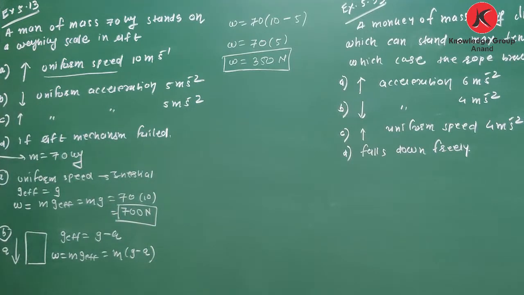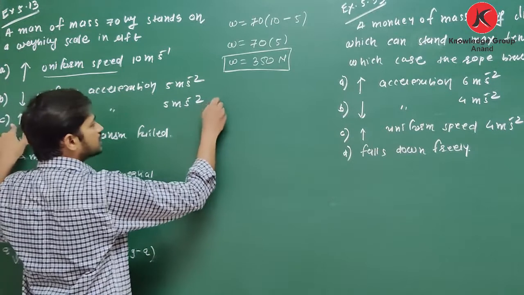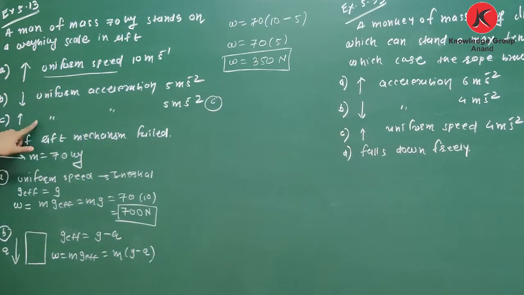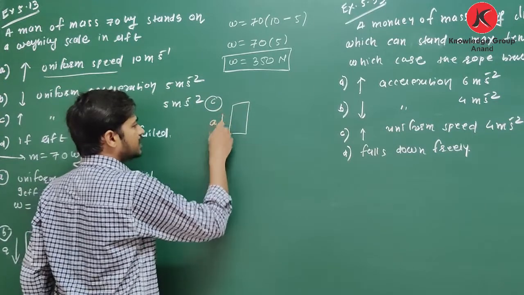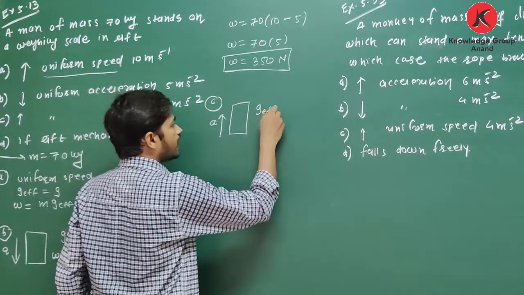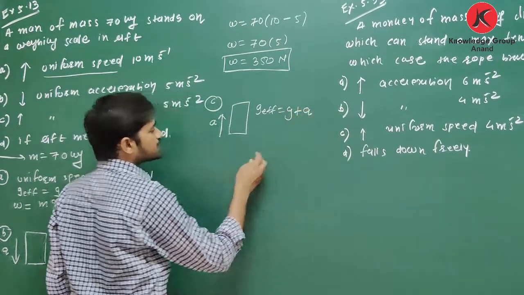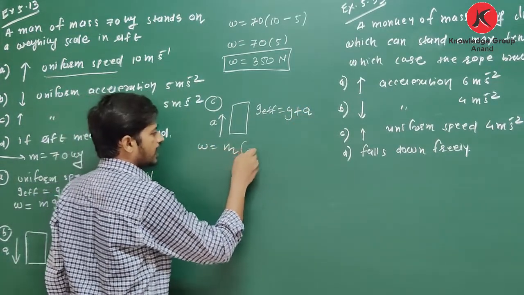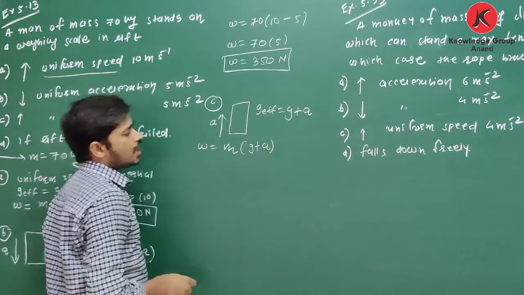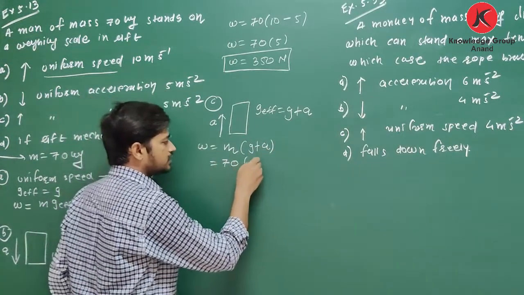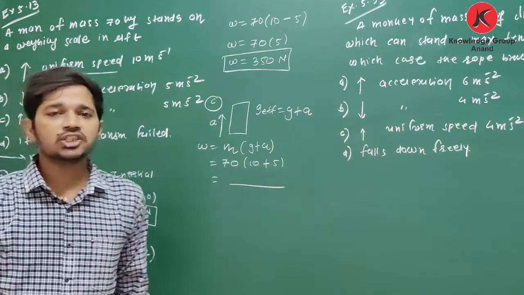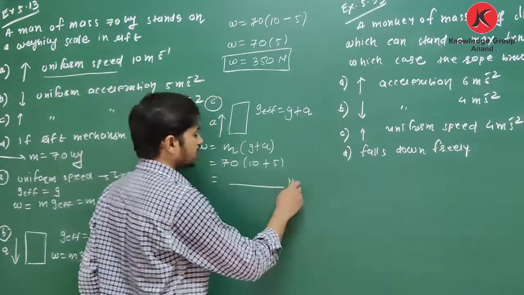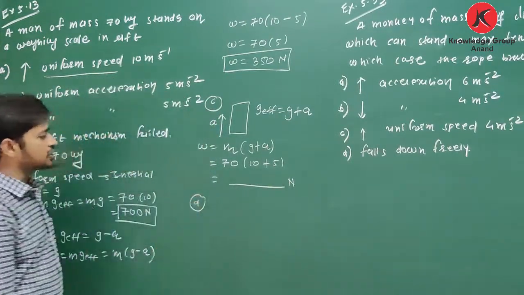So yes, we can say this. Okay. Next case is question C, when it is moving with uniform acceleration in upward direction. So when the lift is moving with acceleration A in upward direction, we know that g effective is equal to g plus a. So W is equal to m(g plus a). Now the value of m is 10, g is 10, and a here is 5. Calculate your answer and write your answer in the comment box. Okay, the unit will be Newton.